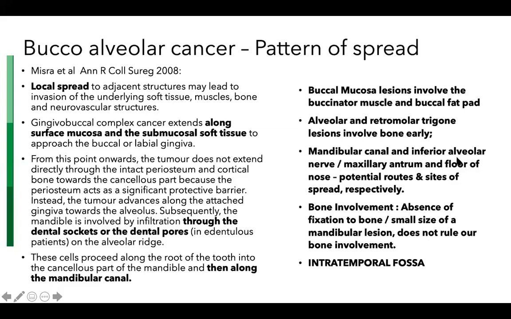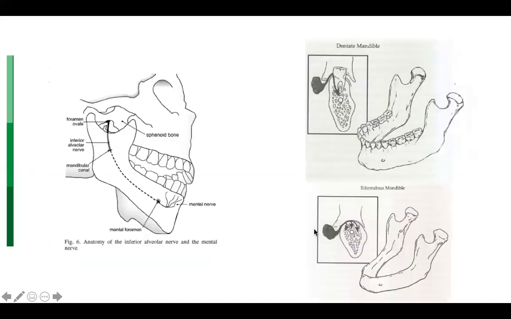Besides the mandibular canal and the inferior alveolar nerve, we know the maxillary antrum, the floor of the nose and the maxillary sinus are possible routes of spread for upper alveolar lesions. Then one very important thing to note is that absence of fixation of bone or small size of a mandibular lesion does not rule out bone involvement. Infratemporal fossa I have already touched upon, and we will discuss it in slightly greater detail later.